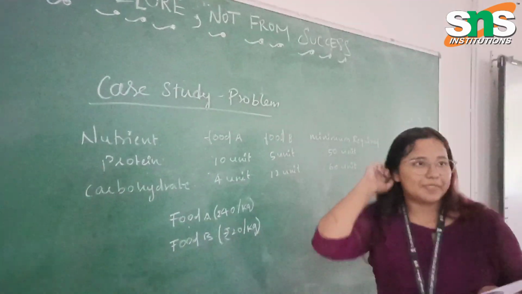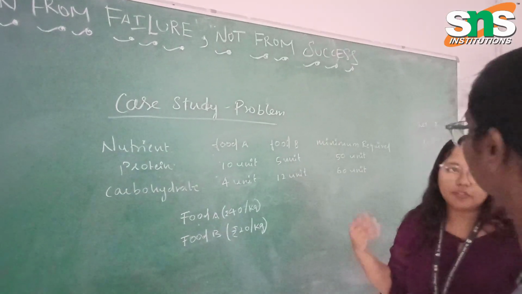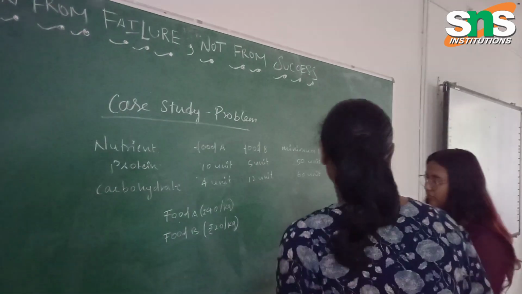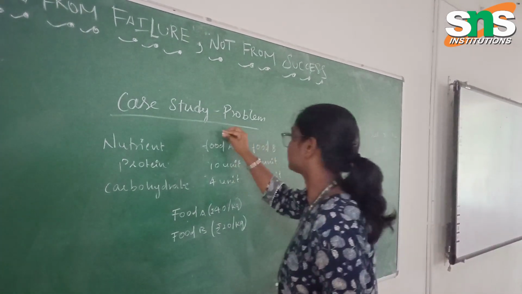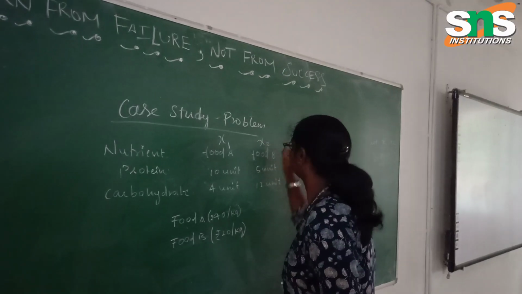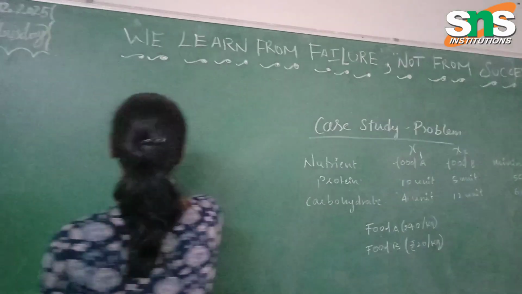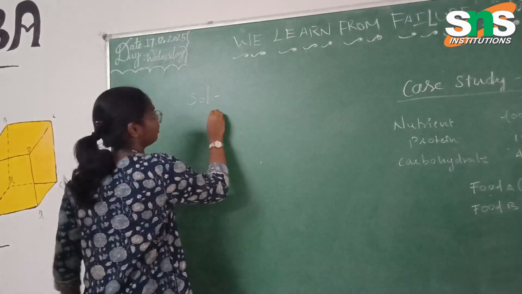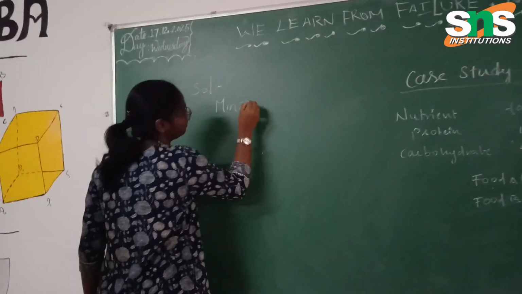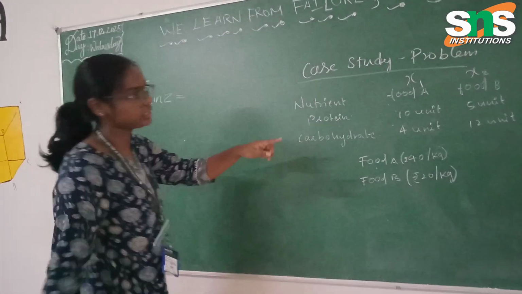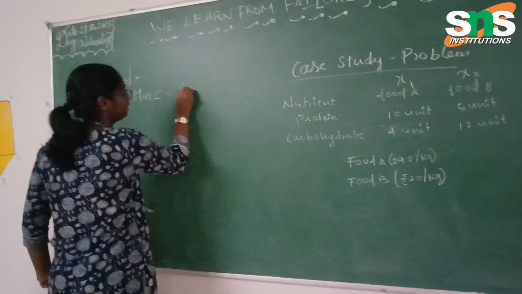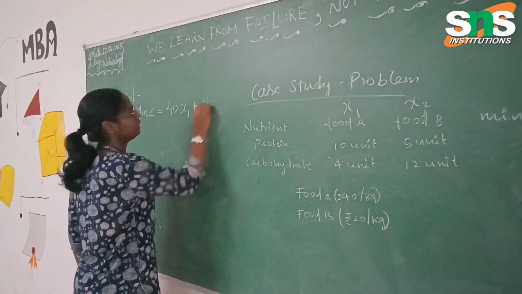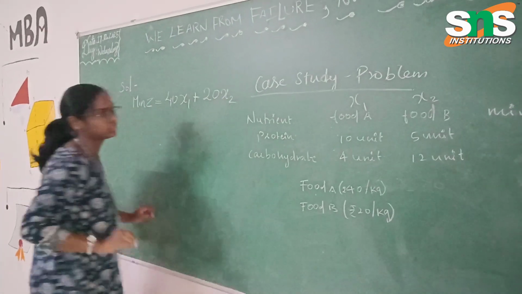Do you know what the objective function is? We have to find the minimum cost of the food required. So let's consider food A and food B as x1 and x2. Our requirement is to find the minimum cost, so let's assign minimum Z equals the cost given for food A and food B, which is rupees 40 for x1 and food B is 20, considered as x2. So let us solve the problem.